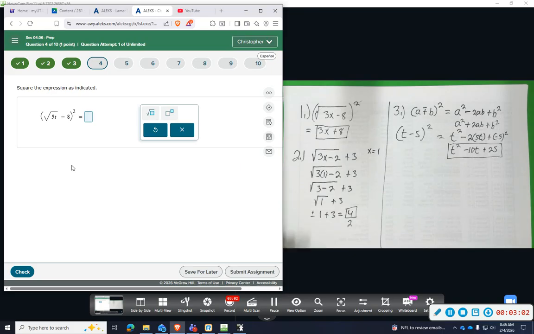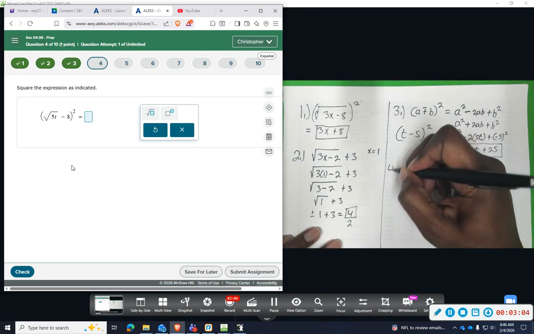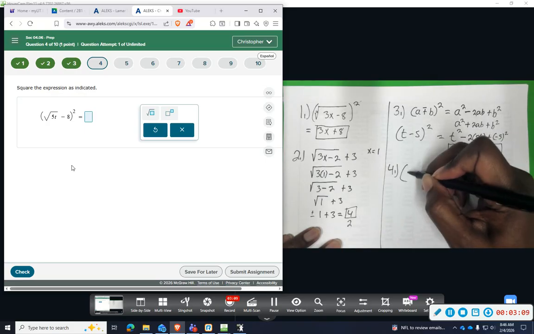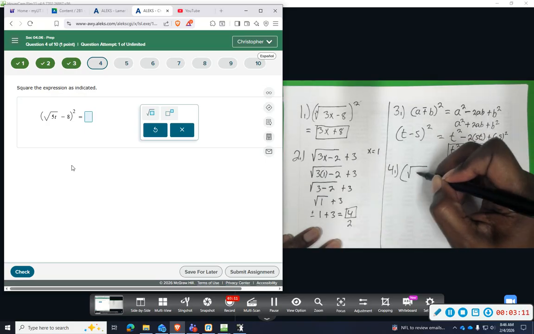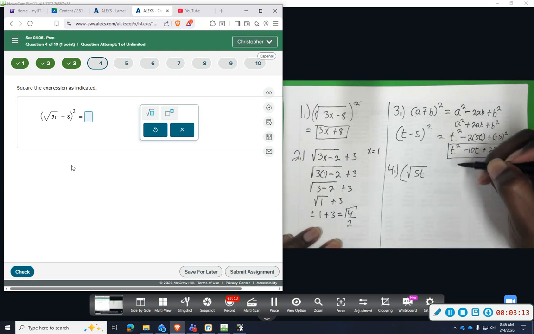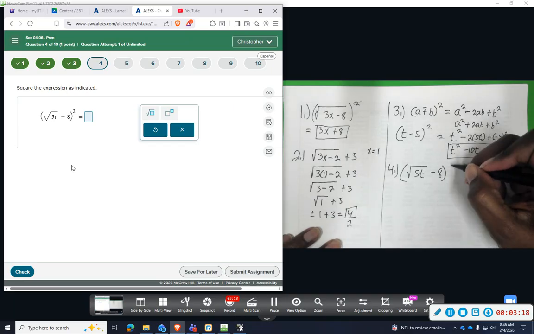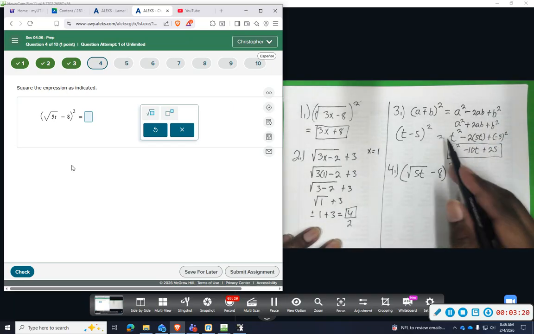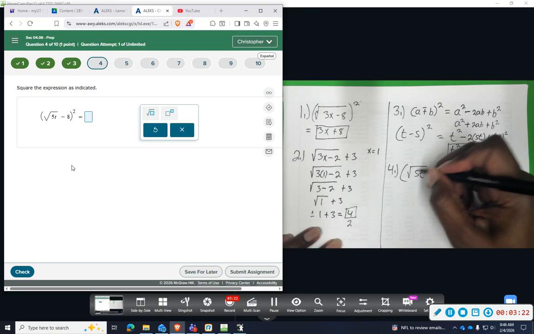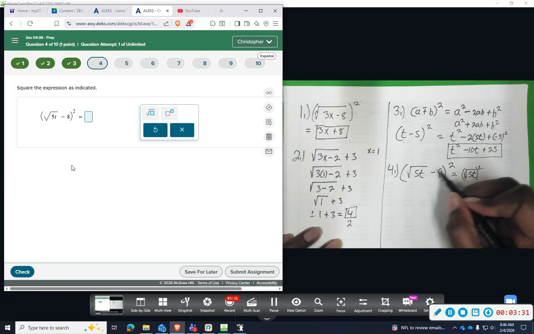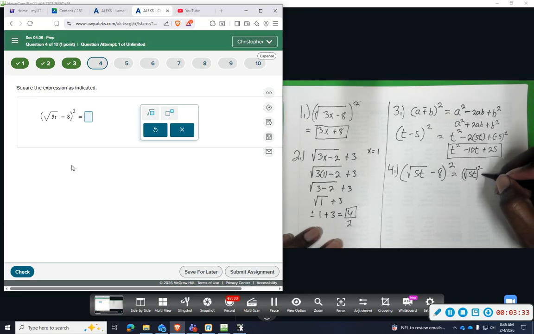Number 4, similar problem. We're squaring 2 terms. One term is the square root of 5t. The second term is minus 8. And this whole thing is getting squared. Same formula, same thing. So I'm going to square the first term. So the square root of 5t is going to get squared. I'm going to multiply these 2 together. Now since it's negative, I'm going to have a minus.